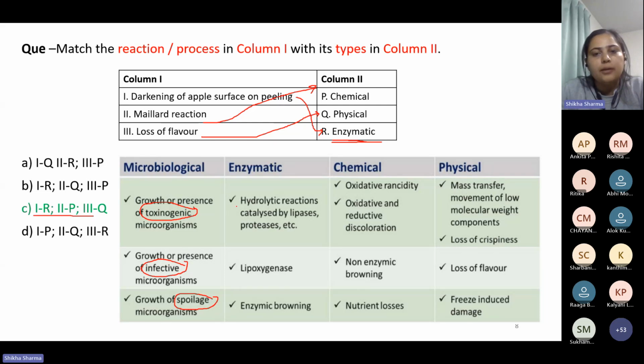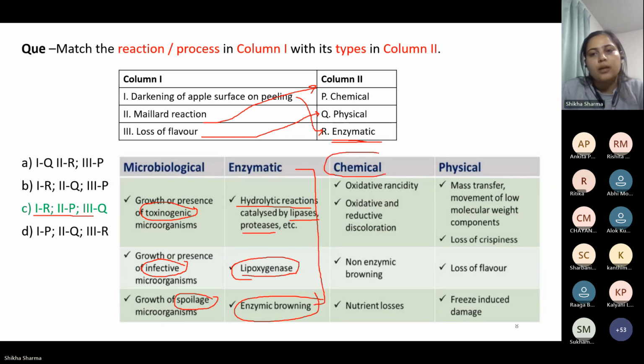On the enzymatic side, there are hydrolytic reactions catalyzed by the lipase or the protease enzymes. These enzymes catalyze some of the reactions in the food, like we just discussed polyphenol oxidase. This enzyme causes the browning, like the lipoxygenase enzyme; the enzymatic brownings are all because the enzymes are participating.